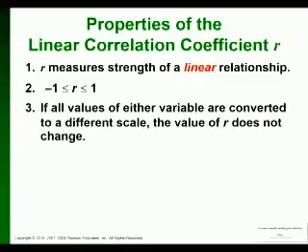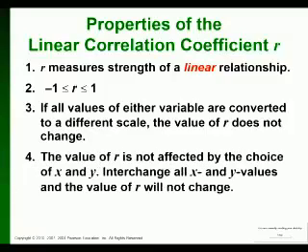If all values of either variable are converted to a different scale, the value of R doesn't change. Maybe I'm conducting some marketing experiment, and in the U.S., my money is measured in dollars, and in Europe, it's measured in euros. We would have different Y values in our ordered pairs because they're measured on different scales. It wouldn't affect your R value. The R value doesn't depend on your units. And the value of R is not affected by which variable you let be X and which variable you let be Y.